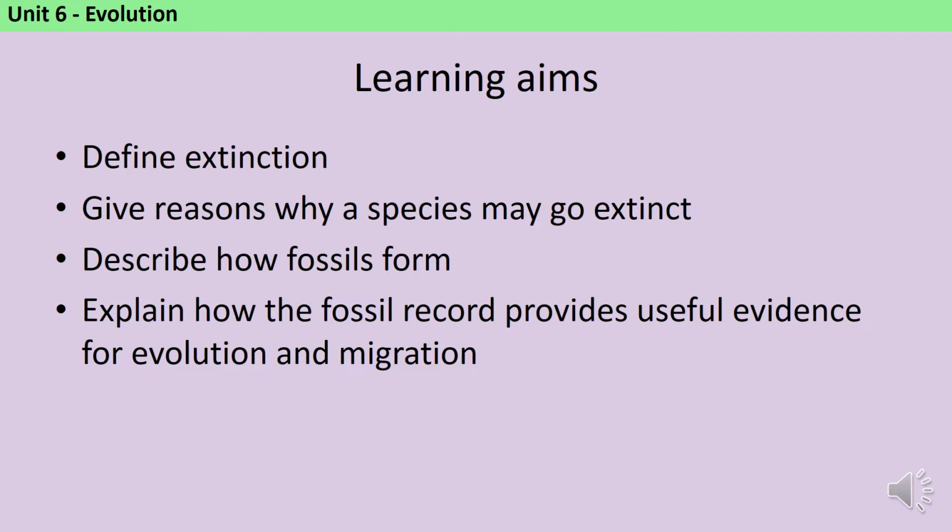In this video we're going to define extinction and give a variety of reasons why a species may go extinct, and then we're going to talk about what fossils are and how they form, and explain how the fossil record can provide some useful evidence for both evolution by natural selection and historic migration patterns.